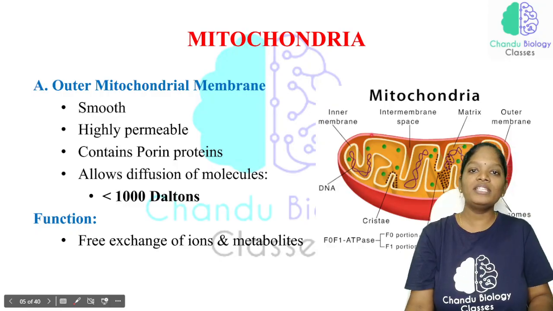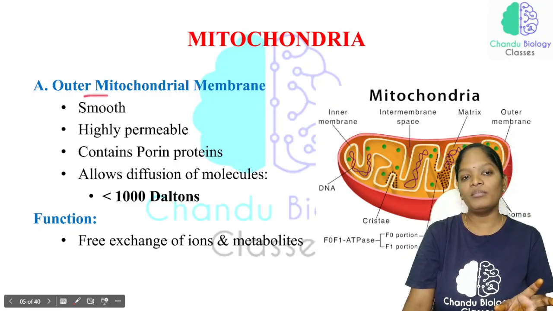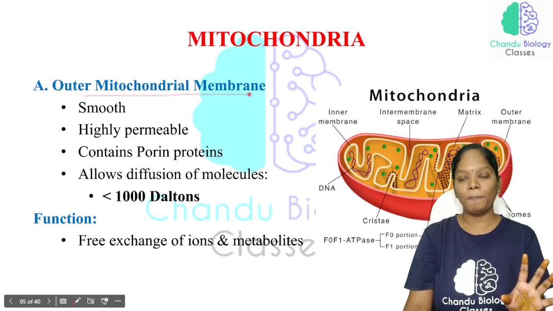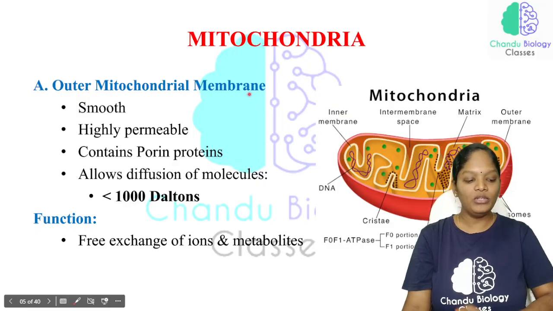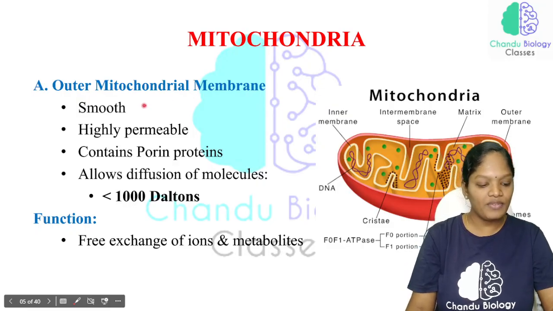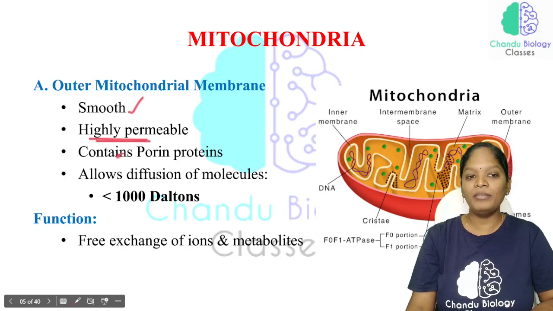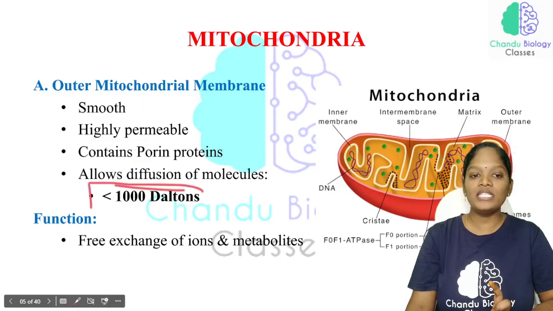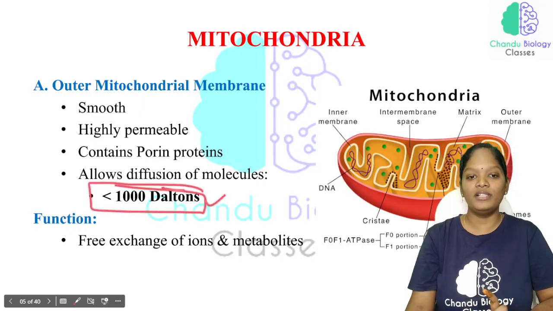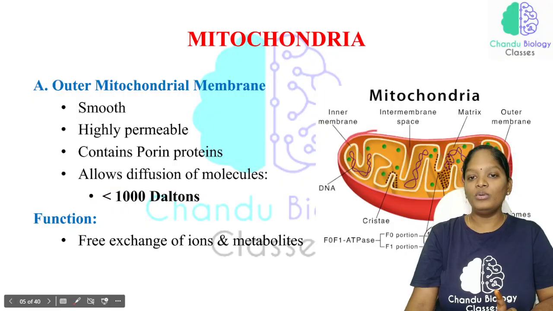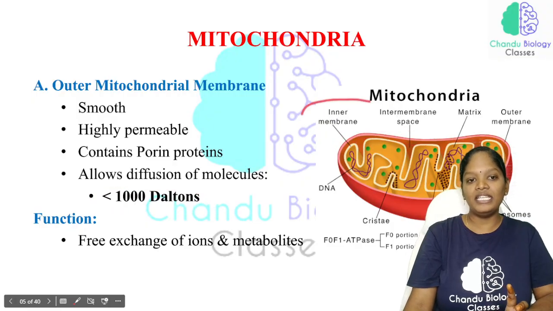Now, as we have studied that mitochondria is a double membrane bound organelle, you should know the importance of this outer mitochondrial membrane. This outer mitochondrial membrane is very smooth and it is highly permeable. It contains porin proteins, which allow diffusion of molecules less than 1000 Daltons. See here, this is the outer membrane, and below the outer membrane we can see the inner membrane.